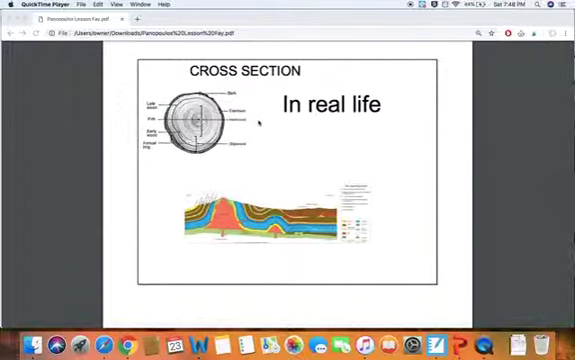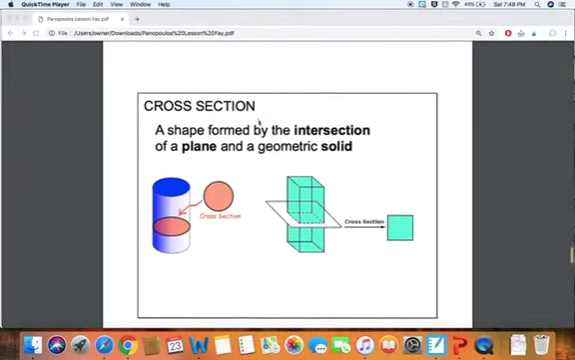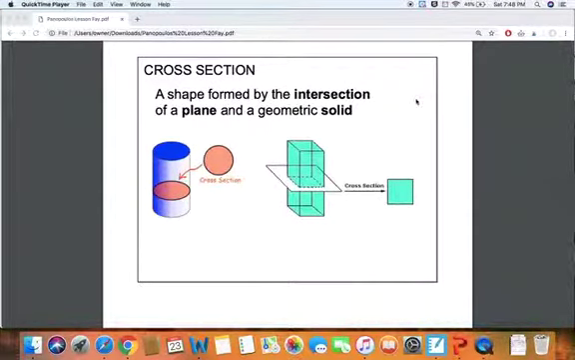We have many different options on how we can cut these three-dimensional figures, and they're actually going to give us different shapes for the cross sections depending on what way we decide to cut them. Okay? Now, a real definition: a shape formed by the intersection of a plane and a geometric solid.